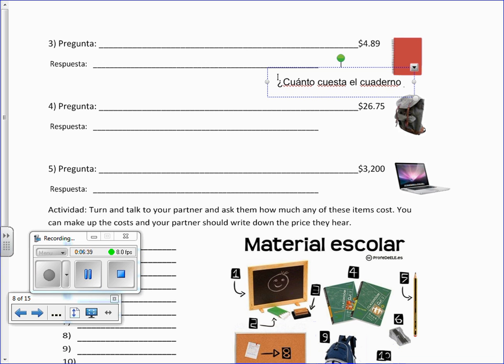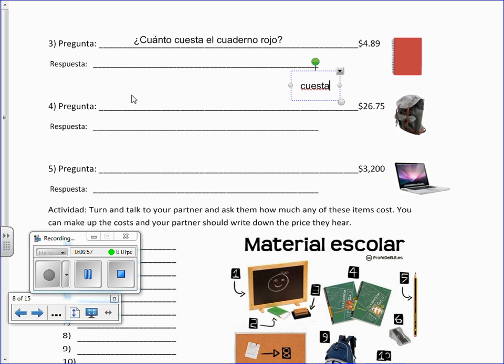And if you want to get fancy and add color, that's even better because now you're practicing adjective agreement. So el cuaderno is masculine, so you could say el cuaderno rojo. And notice, don't forget your punctuation before and after the question. So, ¿cuánto cuesta el cuaderno rojo? Now, the sales clerk would answer you, el cuaderno rojo cuesta, and now the money.